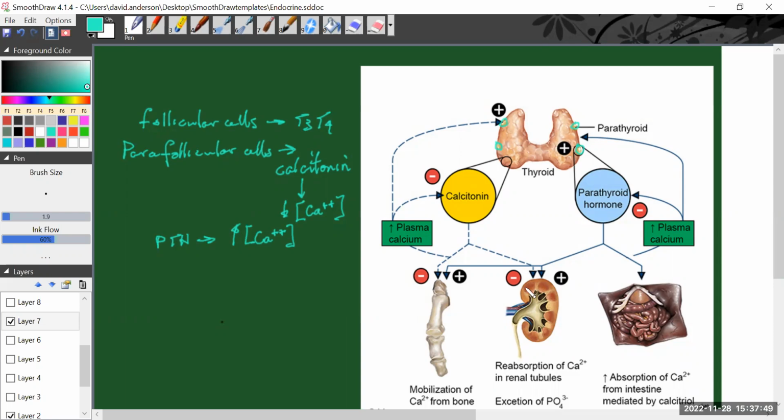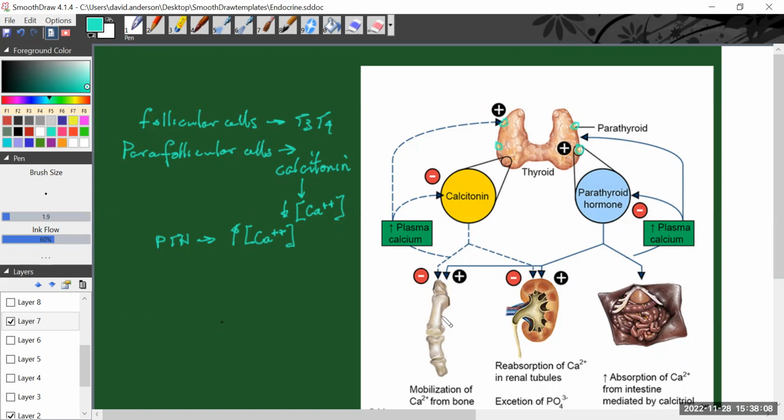Yes. And at the kidneys, if we're trying to lower blood calcium, we're going to have the kidneys excrete more calcium, so we'll eliminate it from the body altogether. So both of those things work together to lower the blood calcium levels. Parathyroid is going to do just the opposite. Its goal is to raise blood calcium.